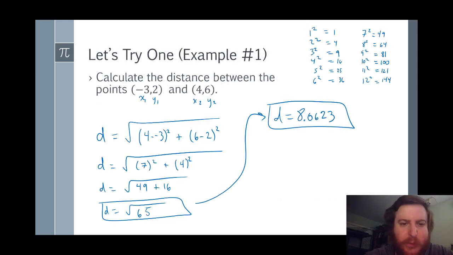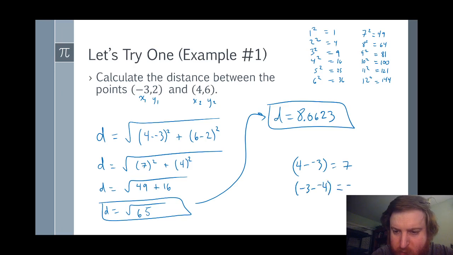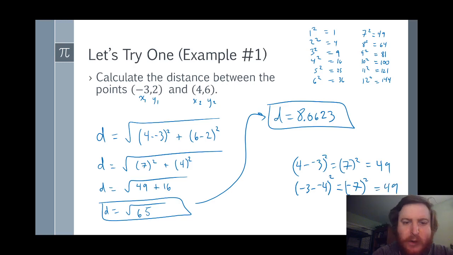It doesn't matter which point you call x1 and y1 or which point you call x2 and y2, because when you square the number, it'll automatically turn it positive. So if you kind of think about that, if I had done 4 minus -3, that gives me 7. If I had done -3 minus 4, that gives me -7. Now at first that looks like they're different, but when I square them, 7 squared and -7 squared both give me 49. So I wanted to point that out, it does not matter which one you call x1 and which one you call x2.